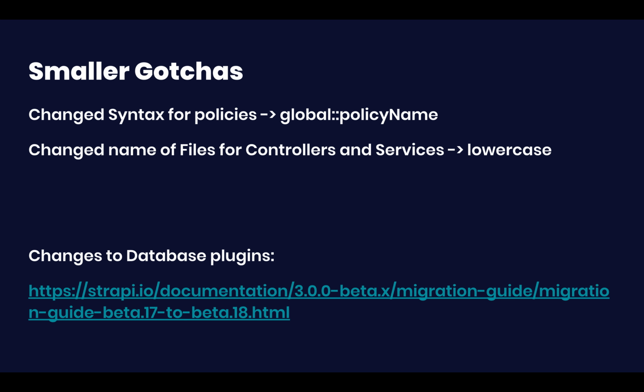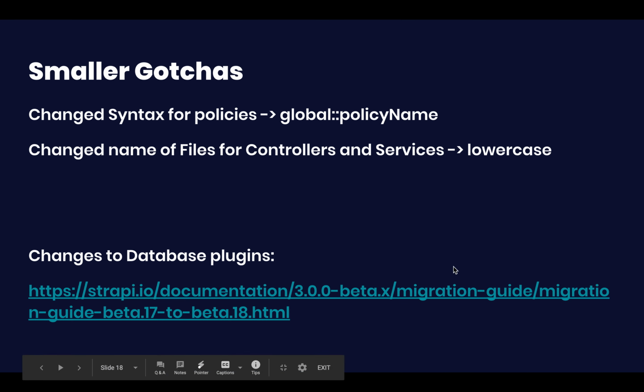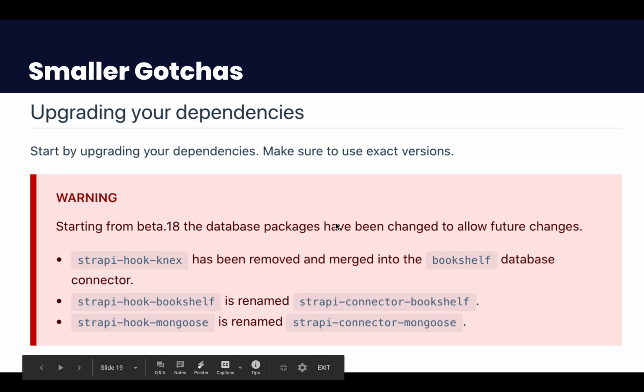Smaller gotchas, the policies names have changed. Now you use global colon instead of global dot. Additionally, this is a super tiny detail, but the names of controllers and services are now lowercase. And the database plugins have changed, so you will definitely have to look at this specific documentation for the version beta 17 to beta 18.